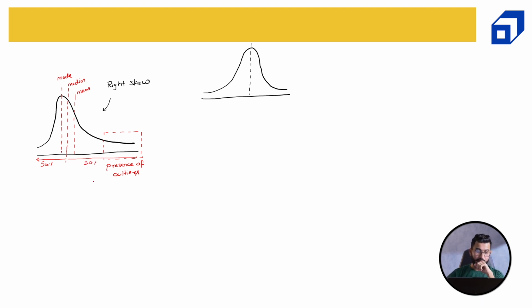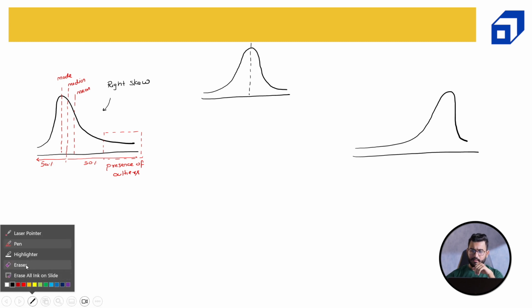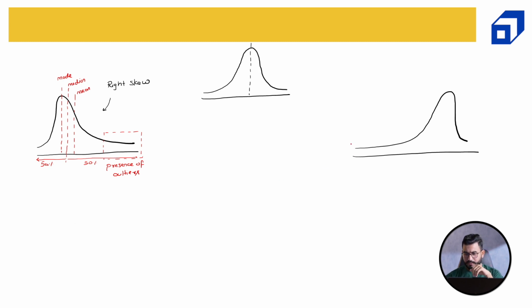I can also get a distribution which is left skewed, something like this. Now here again, you guys can easily understand this tail is because of the presence of outliers. And then again, this is the mode. We have the median somewhere around here. And finally the mean.